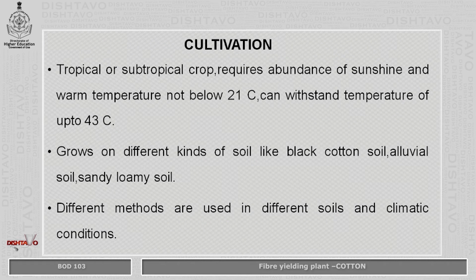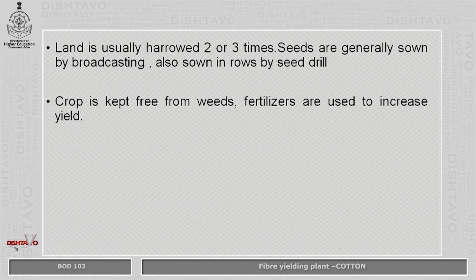Cultivation. It is a tropical or subtropical crop that requires abundance of sunshine and warm temperature, not below 21 degrees C. It can withstand a high temperature of up to 43 degrees. It grows on different kinds of soil like black cotton soil, alluvial soil, sandy loamy soil, and different methods are used in different soils and climatic conditions. The land is usually harrowed 2 or 3 times. Seeds are generally sown by broadcasting. They could also be sown in rows by a seed drill. The crop is kept free from weeds. Fertilizers are used to increase the yield.